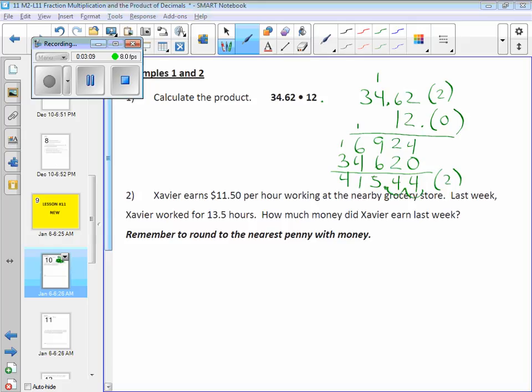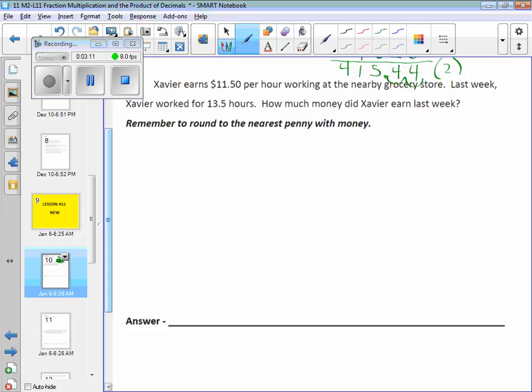All right, number 2. Xavier earned $11.50 per hour working at the nearby grocery store. Last week he worked 13.5 hours. How much money did Xavier earn last week? What do you need to do? What operation? It's multiplying. What number goes on top?